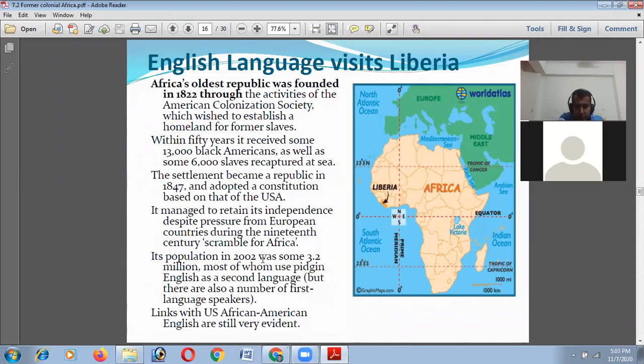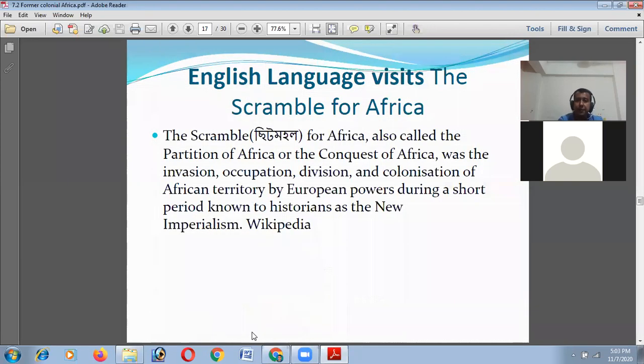Its population in 2002 was some 3.2 million, most of whom used Pidgin as their second language. But there was also a number of first language speakers in Liberia. Links with US African American English are still very evident. So as you see in Sierra Leone and in Liberia, American English is very prominent.